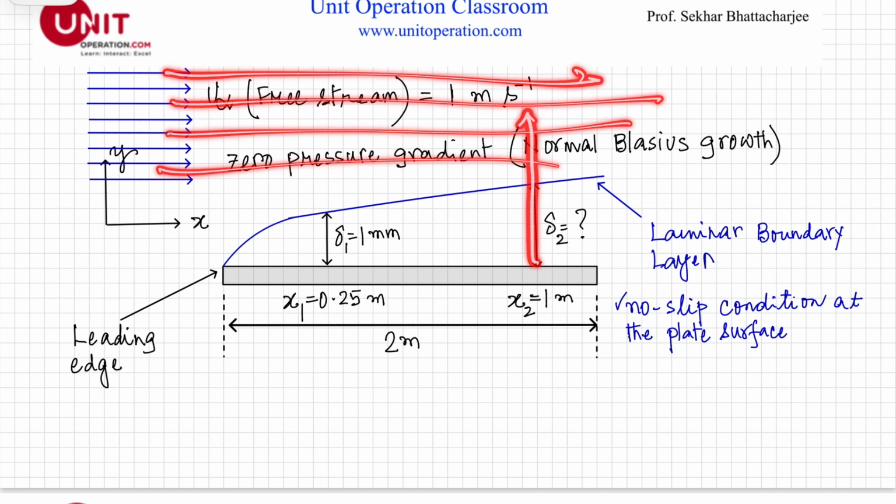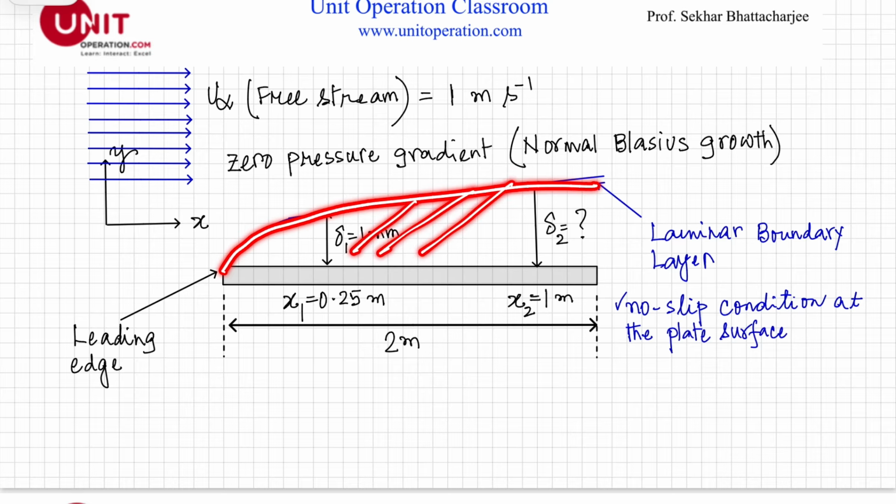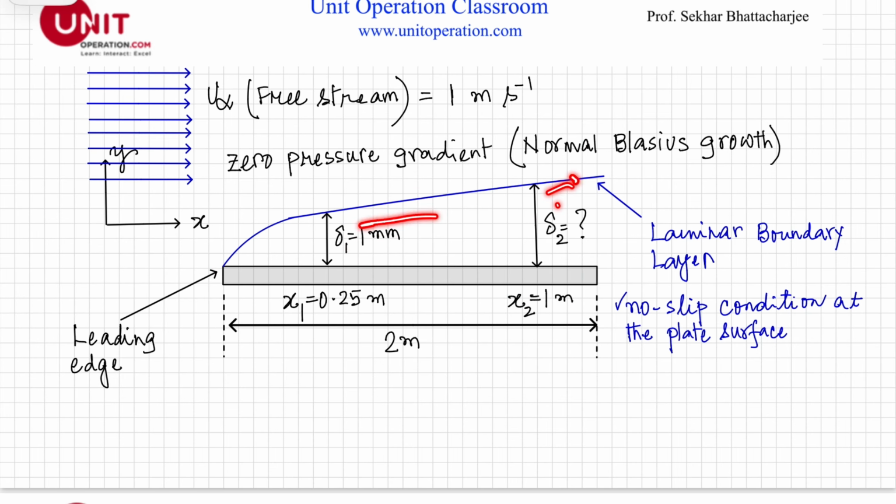At this point, the velocity is zero right at the plate surface. So due to momentum diffusivity, there is a formation of this boundary layer. And so the velocity increases and finally it becomes equal to the free stream velocity. The region over which velocity change occurs, where this change in velocity occurs from 0 to 99% of the free stream velocity, is called the boundary layer. Okay, so this is the boundary layer.